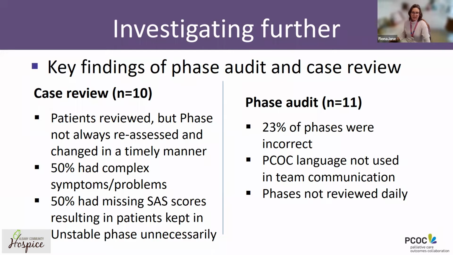So what we found looking at phase audit and a case review, we looked at 10 cases, and we saw that the phase wasn't always reassessed and changed in a timely manner, that more than 50% had complex symptoms and problems, and there were missing SAS scores, which meant patients were kept in the unstable phase unnecessarily. We also discovered in our dive that the phases were incorrect, that we weren't using consistency with our reporting of PCOC language, and phases weren't reviewed every day.